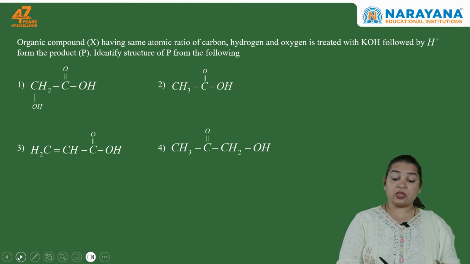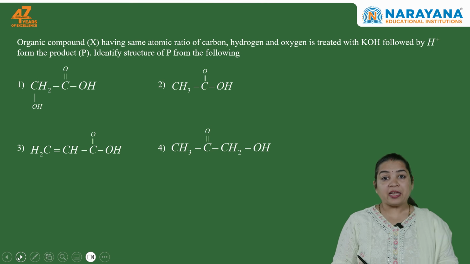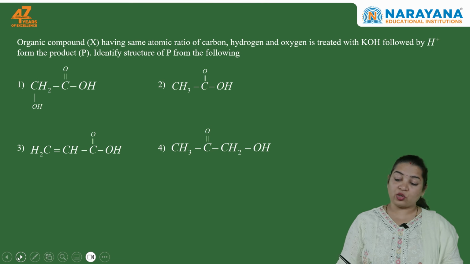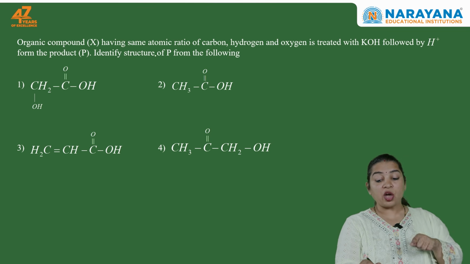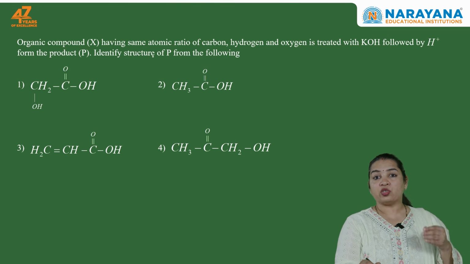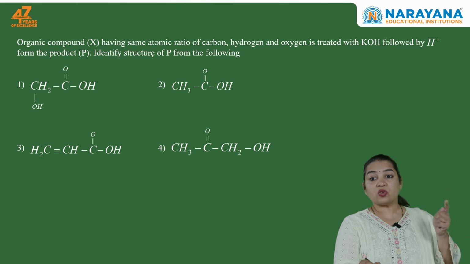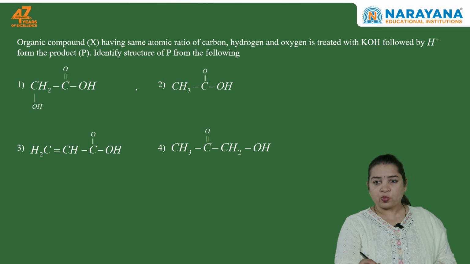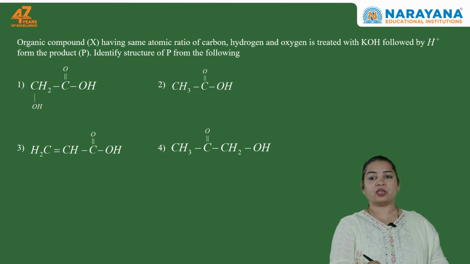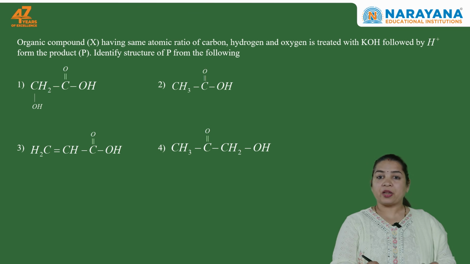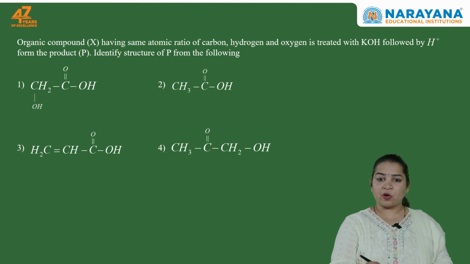Coming to the next question, this in fact is a wonderful question. Who would have expected this type of question in Mains? This is something that should appear in Advanced. Organic compound X, having the same atomic ratio of carbon, hydrogen and oxygen, so it should have all three the same, is treated with KOH followed by H plus. Okay, so alkaline medium is followed by acidic condition to form the product P, and we have to identify the structure of that product P from the following.